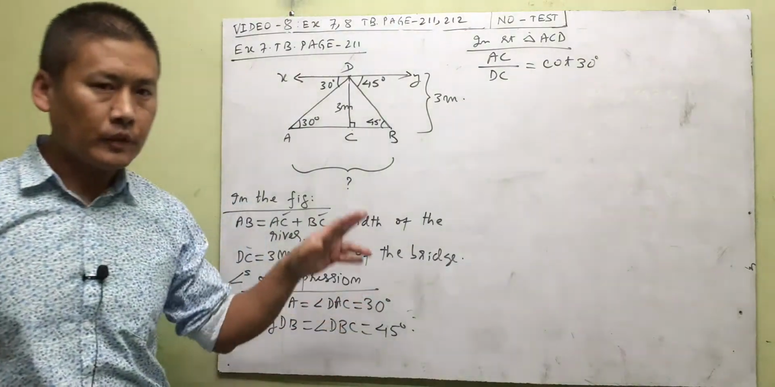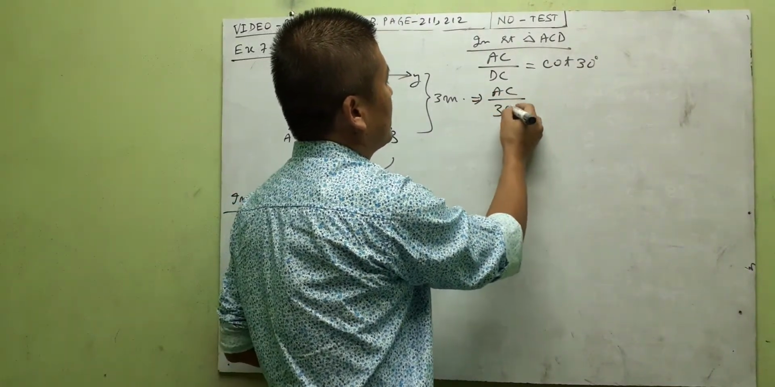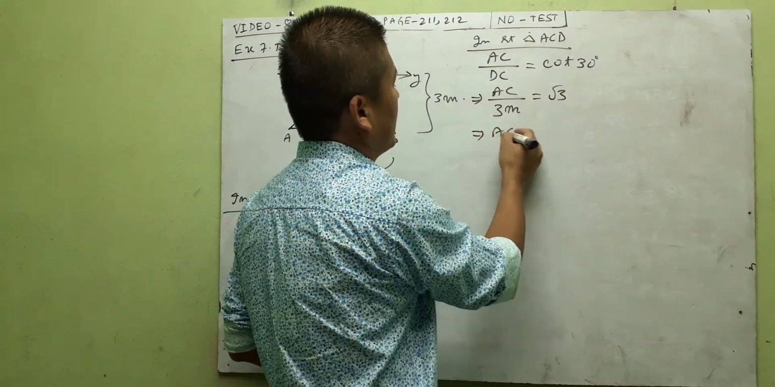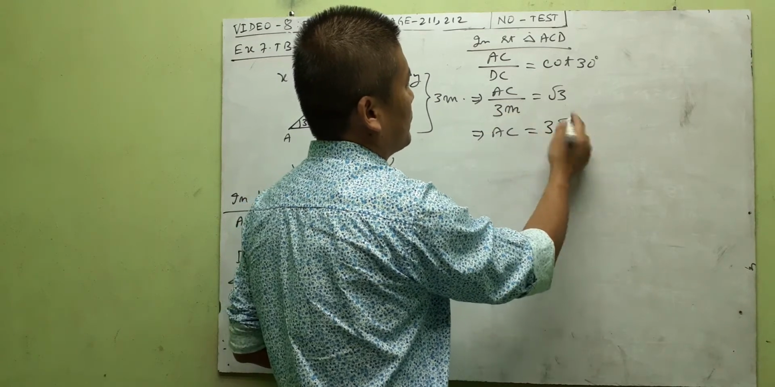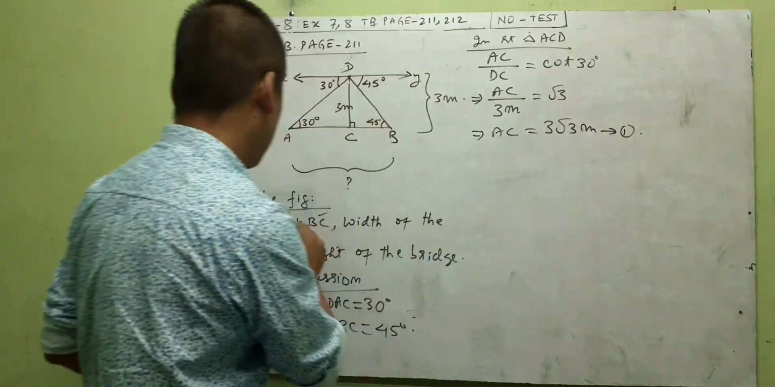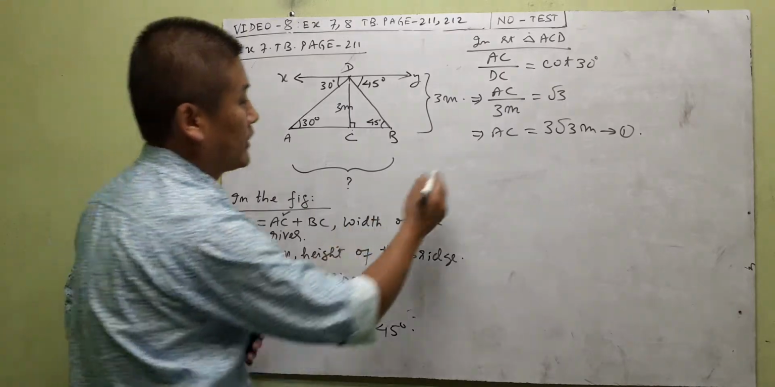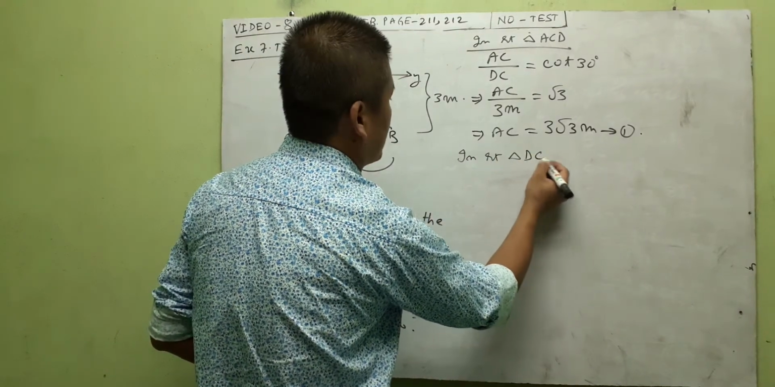Right. So do slowly. The next here, AC by DC, DC is 3 meters. Cot 30 is root 3. So we just write there AC, don't move. Shift denominator, go up and multiply with root 3, then 3 into root 3, 3 root 3 meters. So we found out this one. So we can take it. We're here to find BC now. So let us try to go and find BC in the other right triangle, DCB.